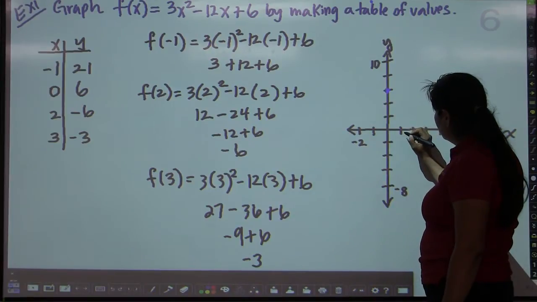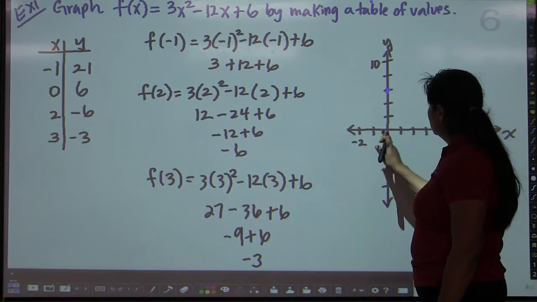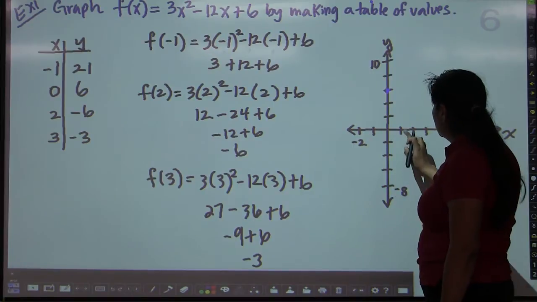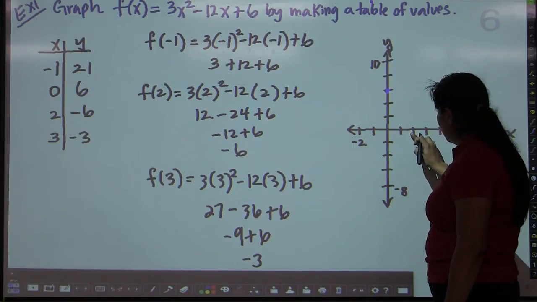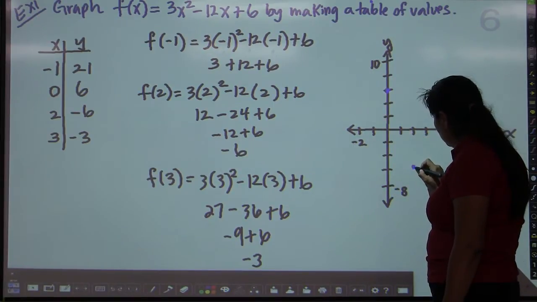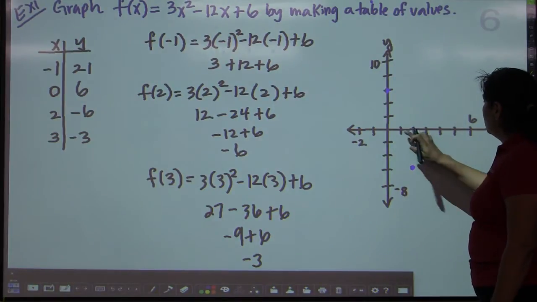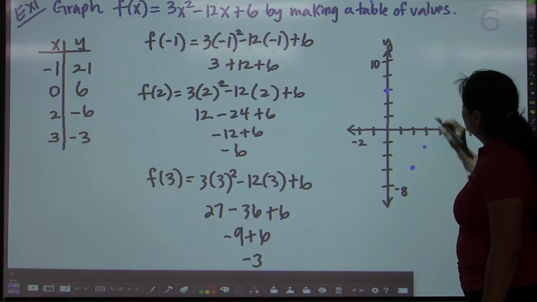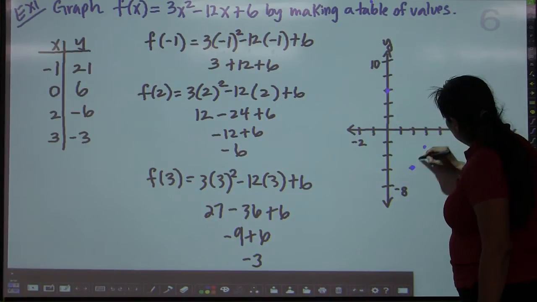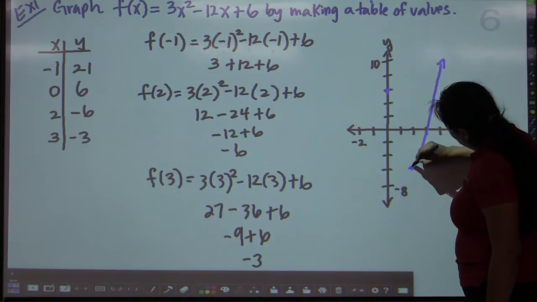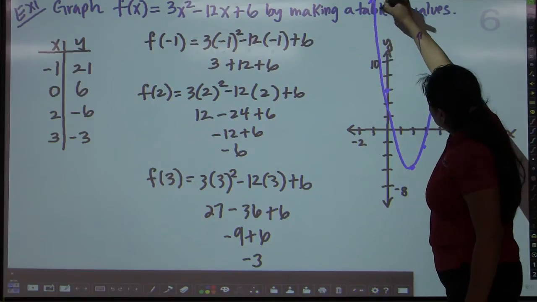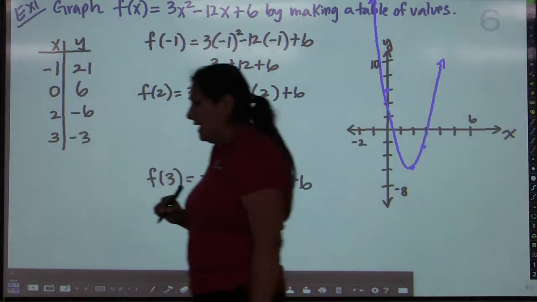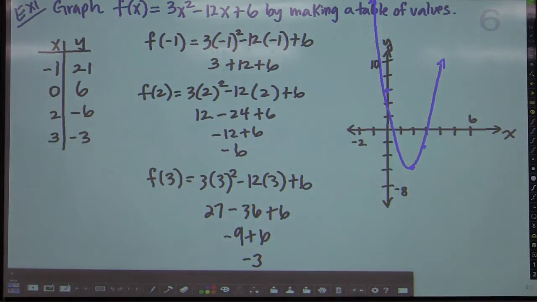So this is going by 1, so this is 1, 2, but here I'm going by 2s. So 1, 2, and then -6, 2, 4, 6, we're right about here. And then 3, -3, 1, 2, 3, and -3 will be right about here. So what you're going to end up with is this parabola that looks kind of like that. Alrighty, so that's pretty much how you graph a parabola by making a table of values.